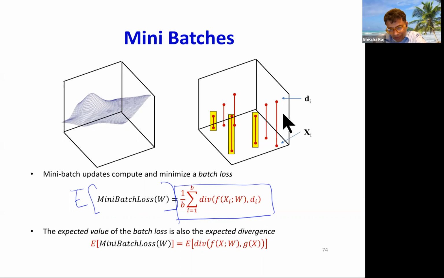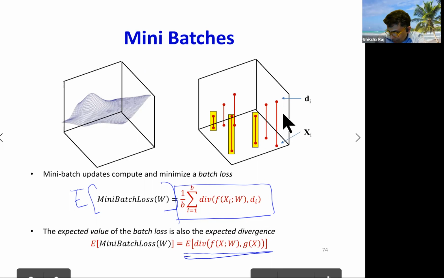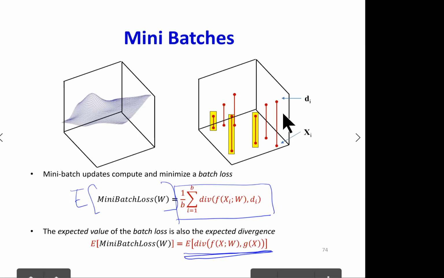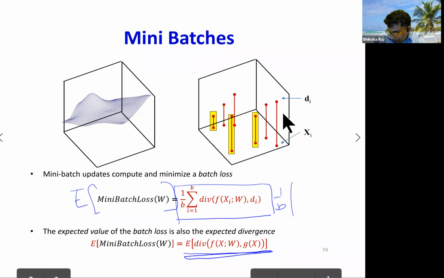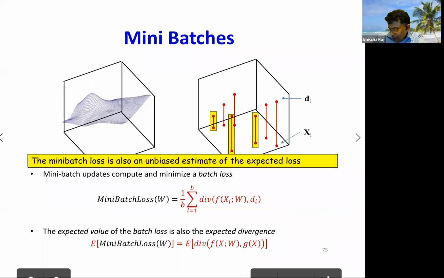Anyone? It should ideally be the same as before, right? It's exactly the same, right? Because if I take the expectation, you get 1 over b outside, then I'm going to get a summation of the expectation of the divergence, b of these. So 1 over b times the expectation of the divergence. It's exactly the same as before. The b's cancel. The mini batch loss is an unbiased estimate of the expected loss.